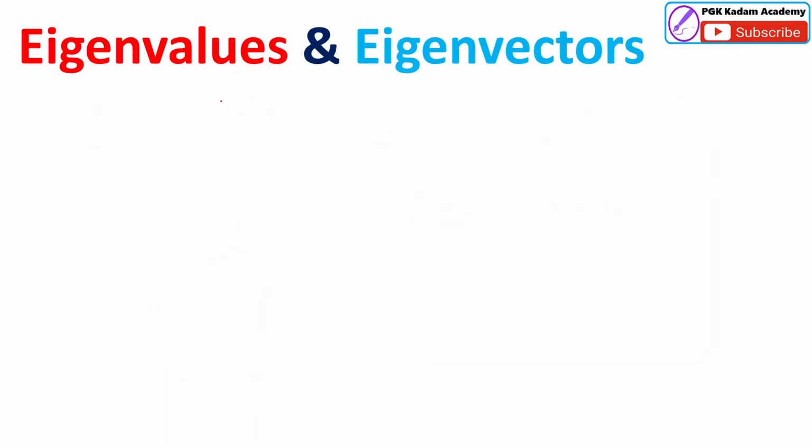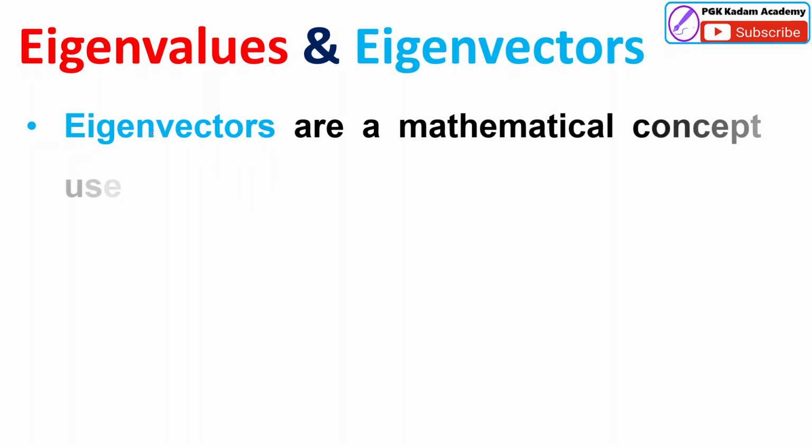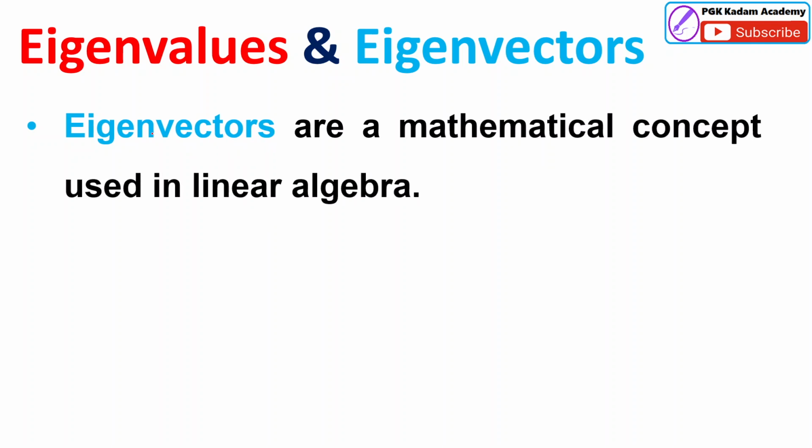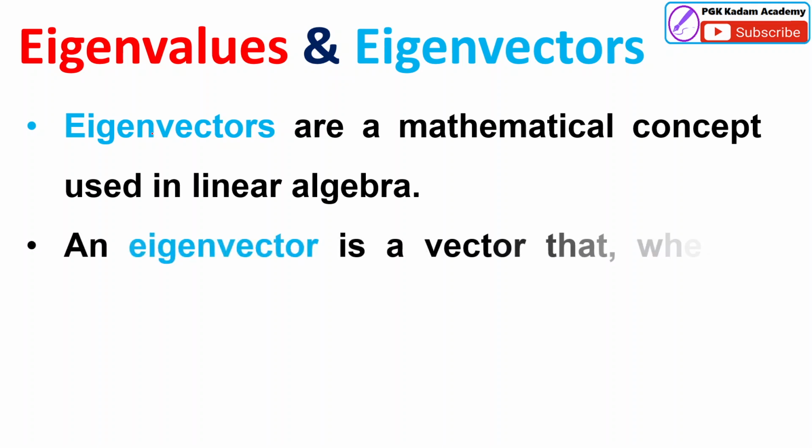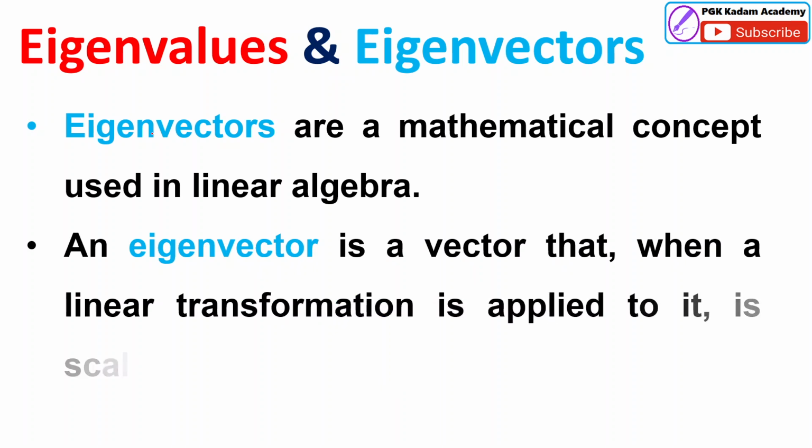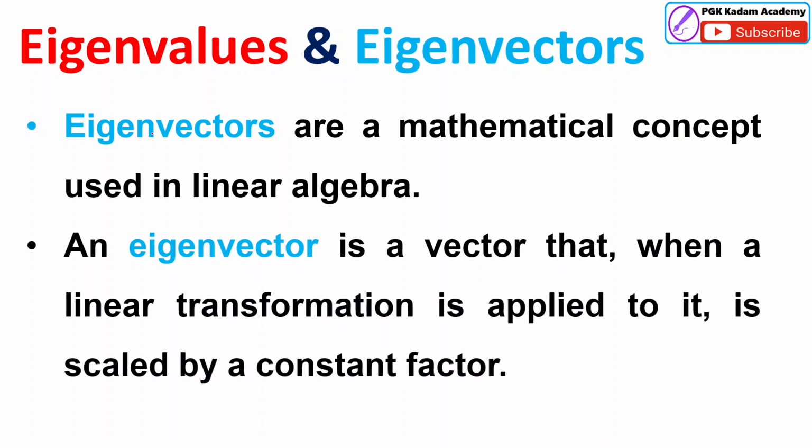So friends, next we go on to the concept of eigenvectors. Eigenvectors are a mathematical concept used in linear algebra. An eigenvector is a vector that, when a linear transformation is applied to it, is scaled by a constant factor. So this eigenvector is scaled so that we can get the original value.